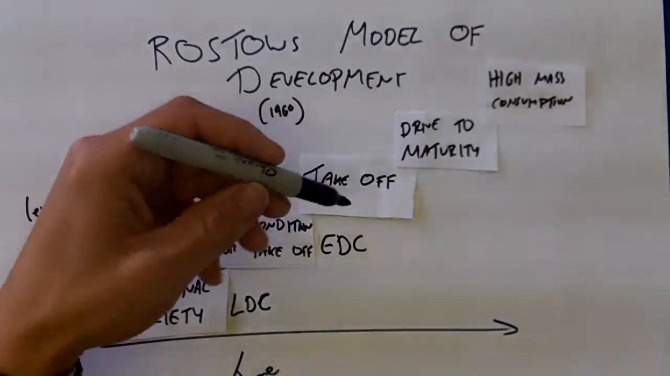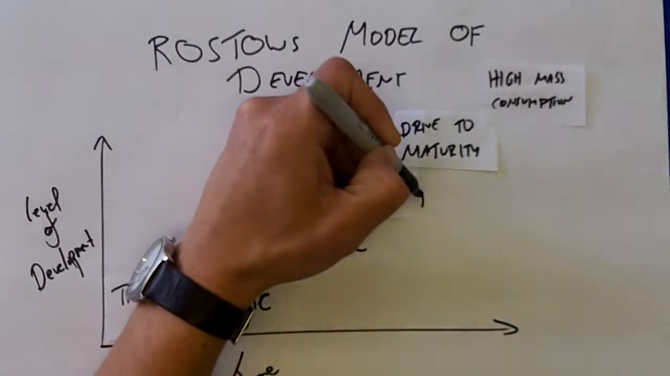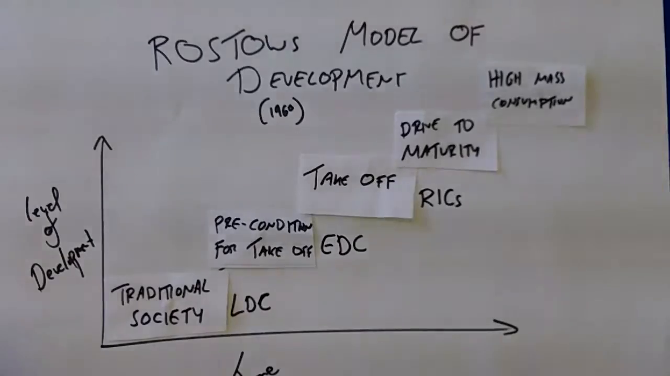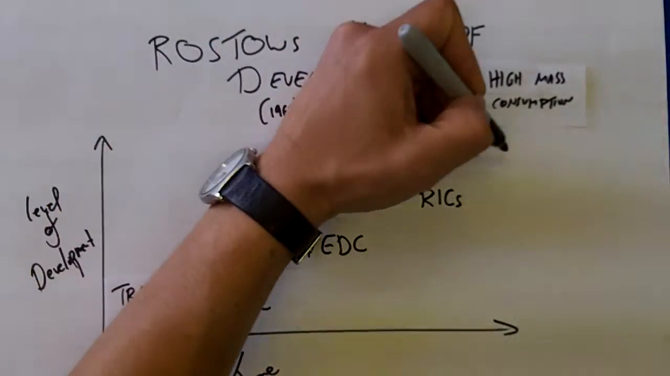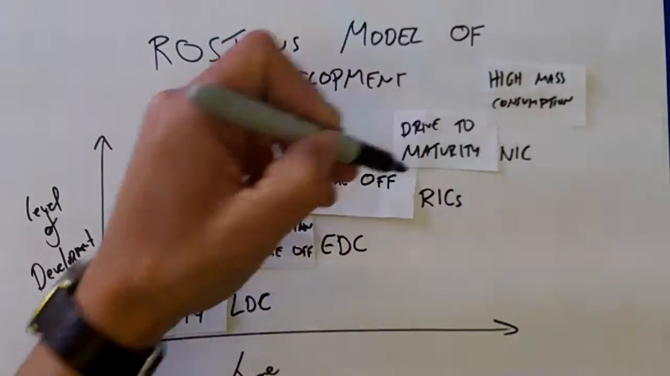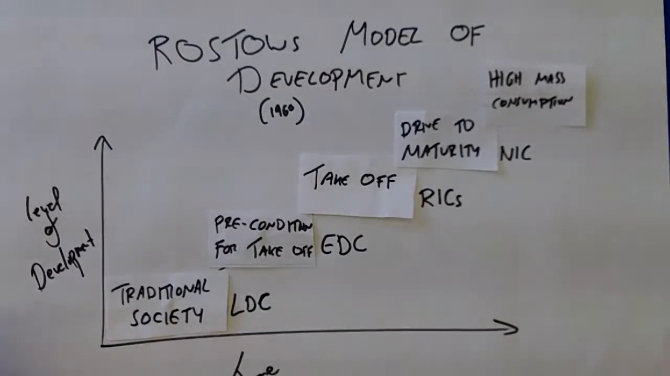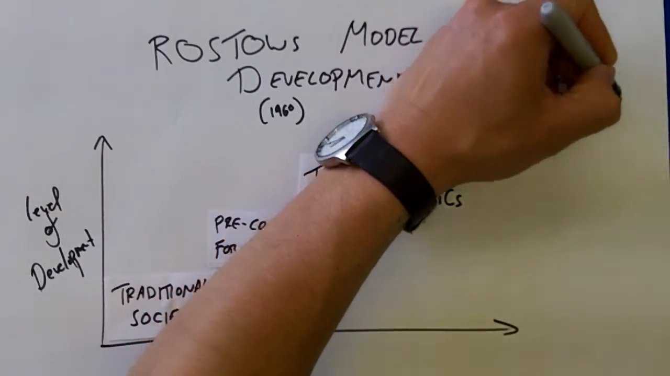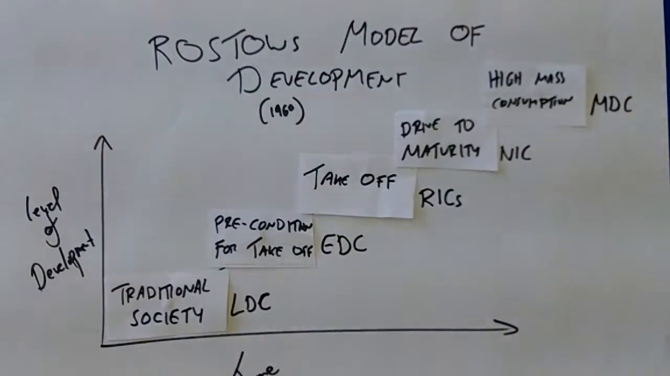Countries that are taking off, we might term rapidly industrialising economies. Countries that are on their drive to maturity, we might refer to as newly industrialised economies. And then countries with high mass consumption are what we might call most developed countries. So, again, we're trying to label and put countries in certain boxes at certain stages of development.